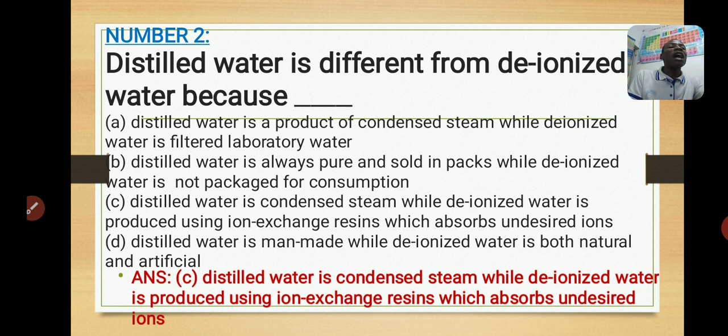Distilled water has to undergo a physical process of heating to steam and recondensing the steam, while de-ionized water is water that is made to pass through the ion exchange resin to remove unwanted ions. Let's move on.